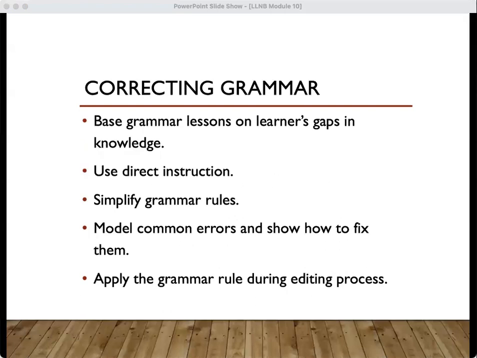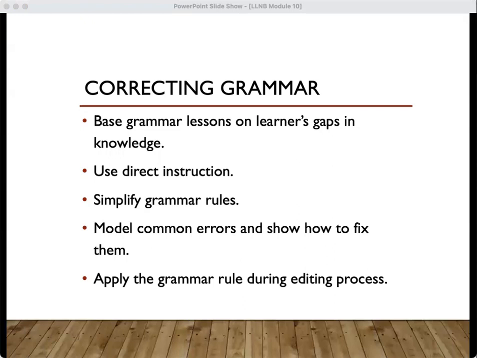Now, let's take a look at correcting grammar. We said earlier that effective grammar instruction involves the practical application of grammar rules to what the learner is writing. Now we'll look more deeply at what that actually means. First, we must base grammar instruction on the learner's gaps in knowledge. In other words, we teach grammar rules that he or she doesn't know or has trouble with, and we don't teach the things that the learner already knows.